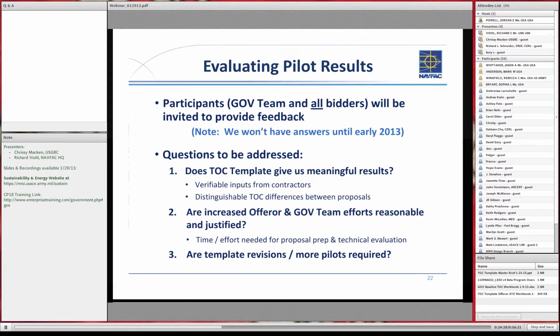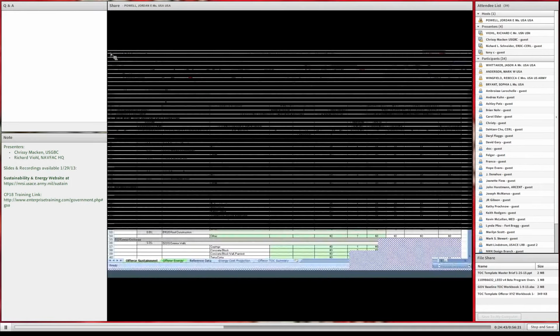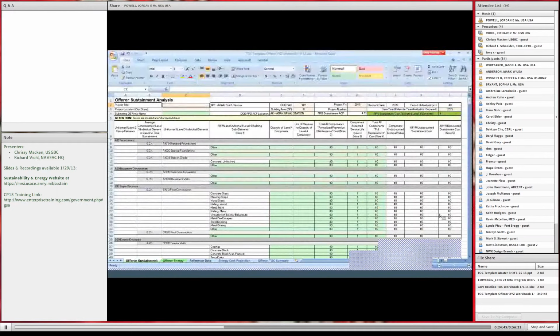At this point, if we have a couple of minutes, I'll just give you a tease of a view of one of the workbooks. So Jordan, if you'd pull one of those up. There we go. Is it visible? Yes, I can see it. I hope everybody else can.